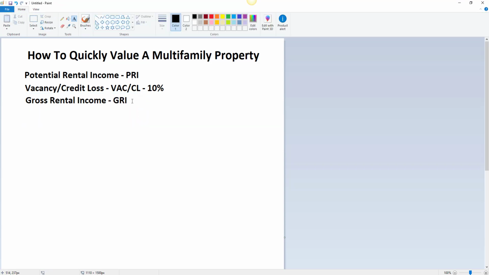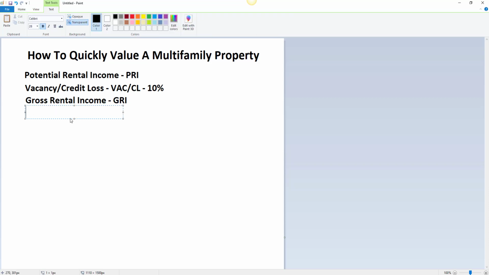So once we have our GRI, we then need to know what our operating expenses are. And if you remember, I said our operating expenses were going to be 50%, so we can just keep it simple. It doesn't matter what the owner is showing. It doesn't matter what the market shows. Remember, we're just doing a quick valuation here.